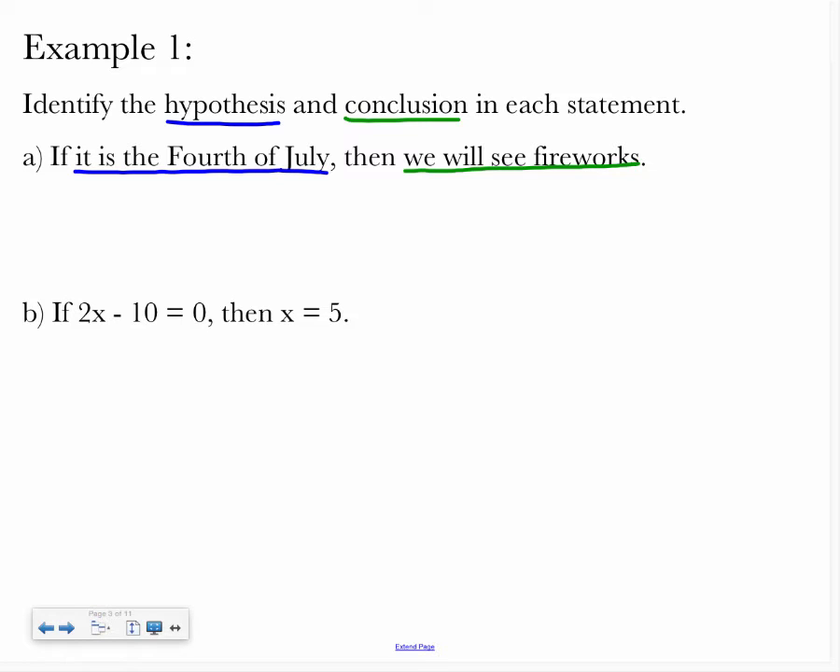Let's look at our next one. If 2x minus 10 equals 0, then x equals 5. Okay? So my hypothesis follows the word if. My conclusion follows the word then. It can be a little weird when they start introducing equations into your conditional statements, but it's the same concept. Whatever follows the word if is your hypothesis. Whatever follows the word then is your conclusion.